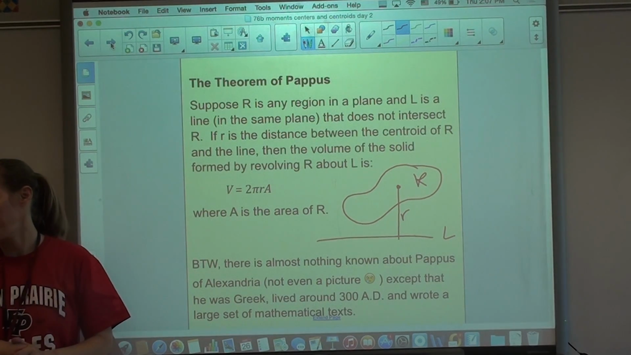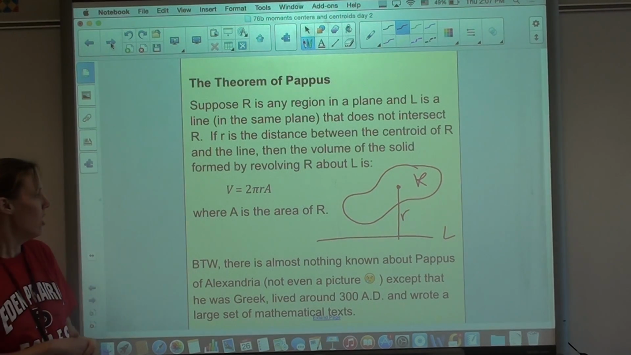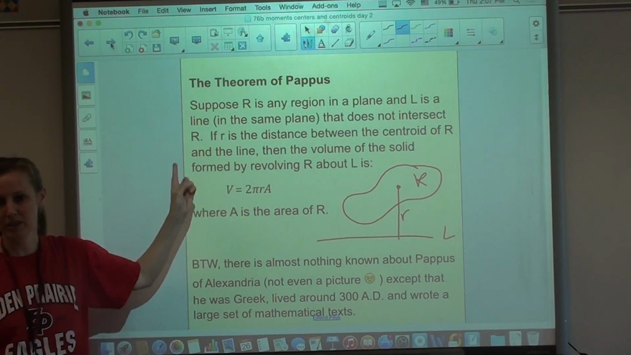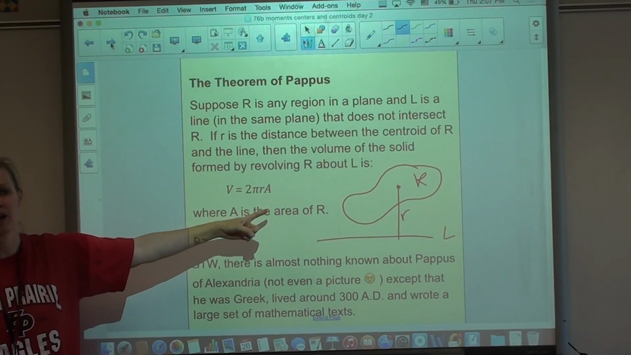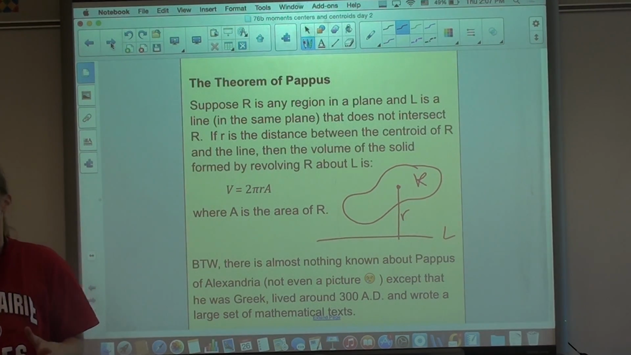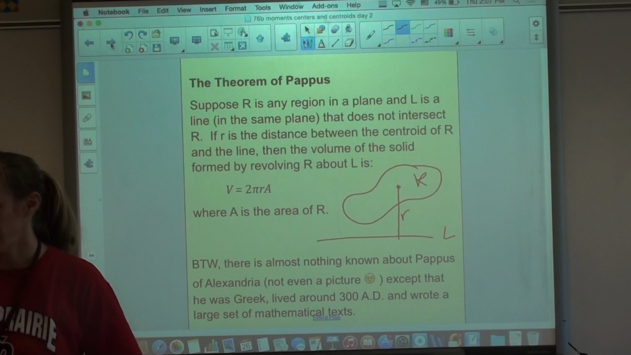No integral or anything. Okay? All right. So this is the theorem of Pappus. You have to know this. This is going to be in your homework, on a quiz, on a test, right? Okay. Now, the next problem.